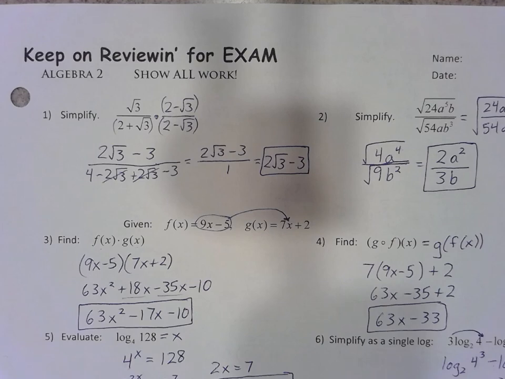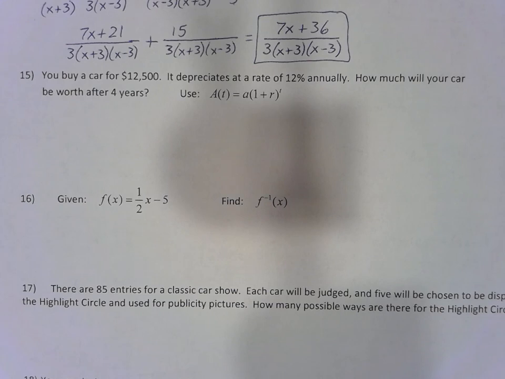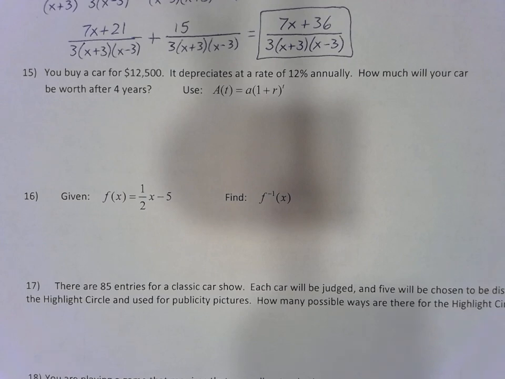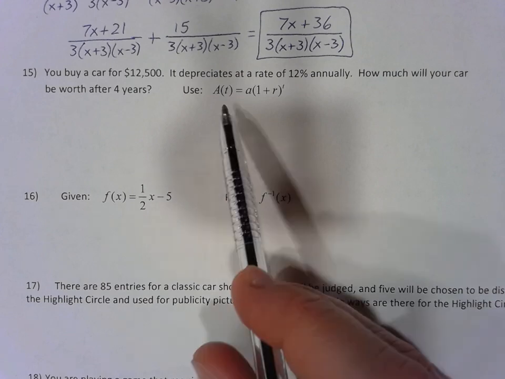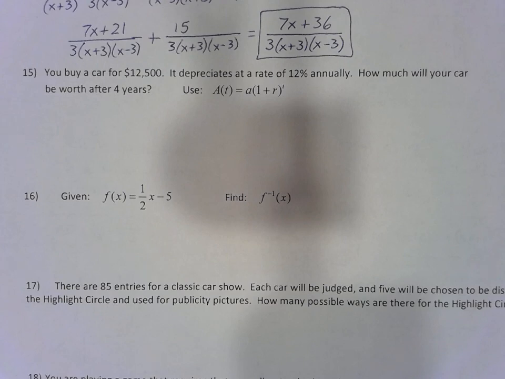For the last installment on Keep on Reviewing for Exam, we want to pick up with question number 15. In this question, you buy a car for $12,500. It depreciates at a rate of 12% annually. How much will your car be worth after 4 years? This formula is on the formula sheet that you will have for the exam.